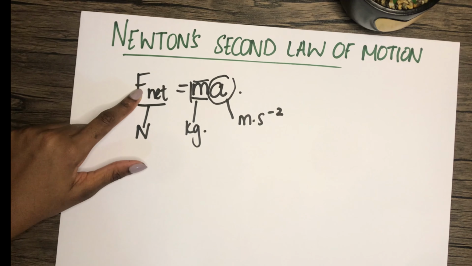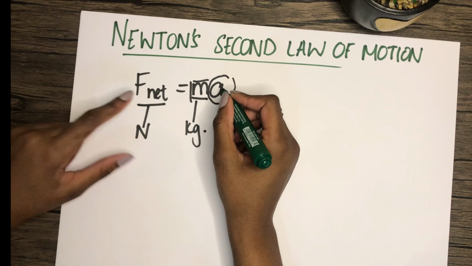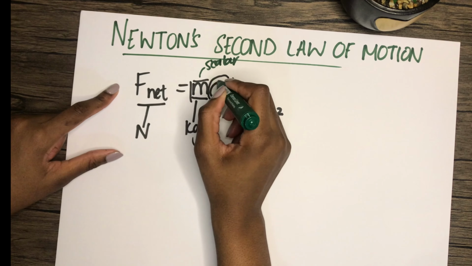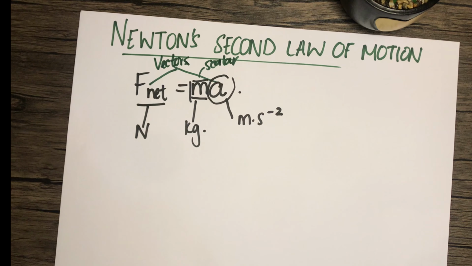F net and a are vectors, and mass is a scalar. So it means net force and acceleration have magnitude and direction, while mass, when you get on the scale, it's just 65 kilograms. What is 65 kilograms to the left or right? It's just 65. It's measuring the amount of matter contained in a body. So mass is a scalar, right?